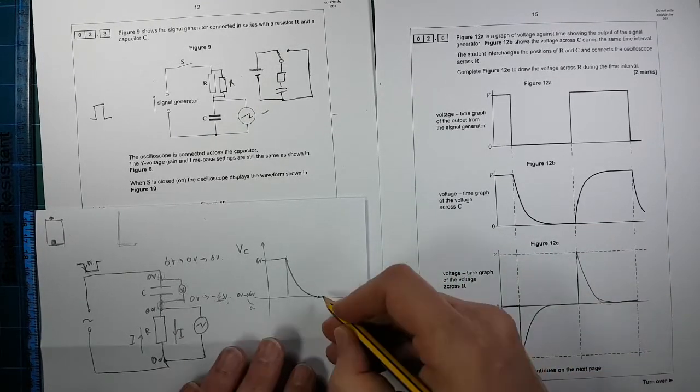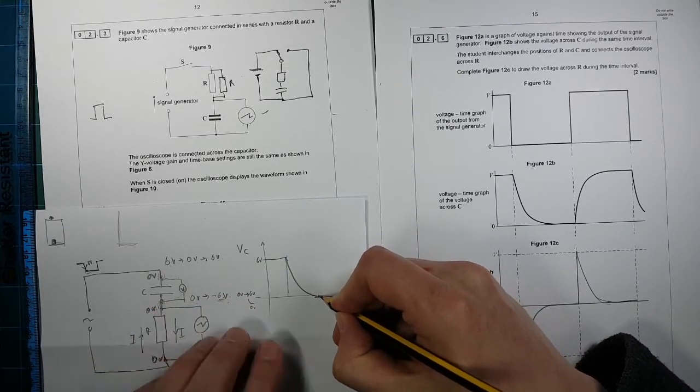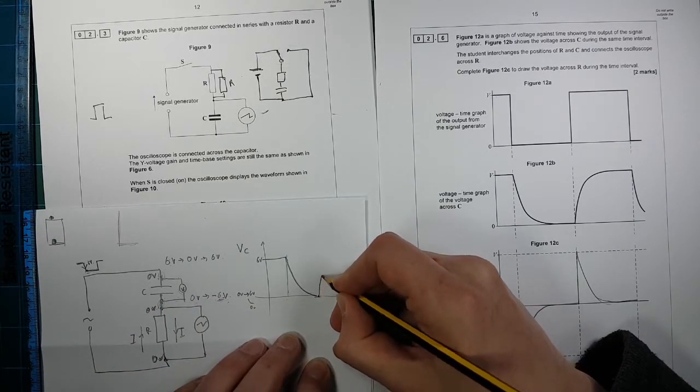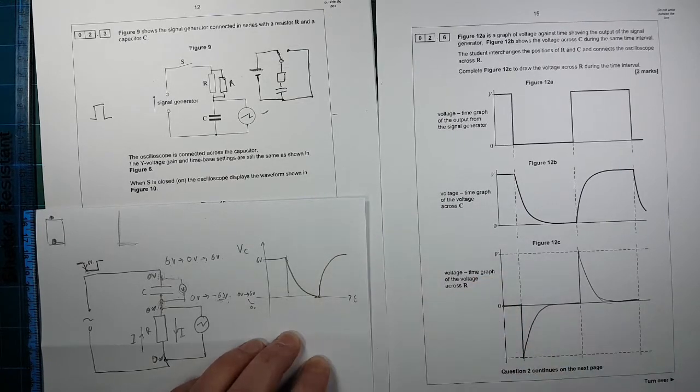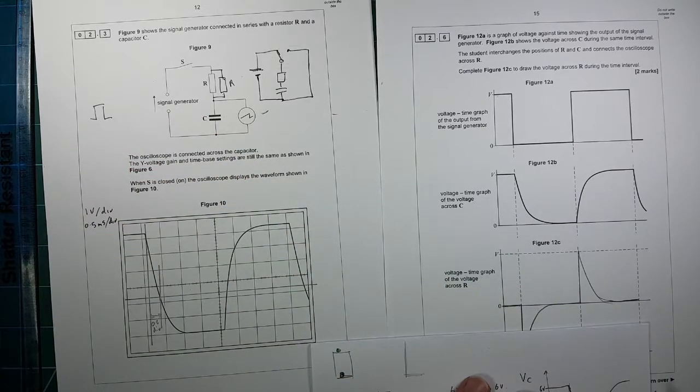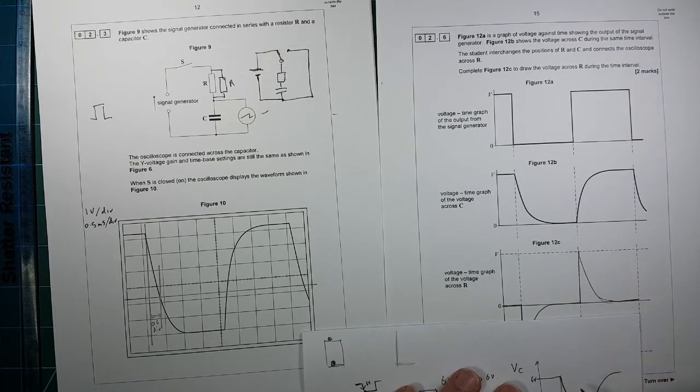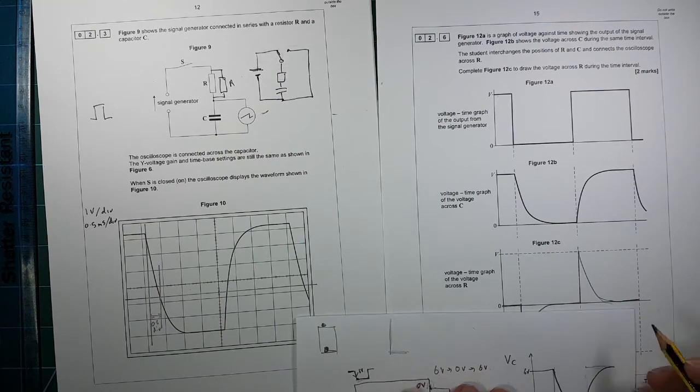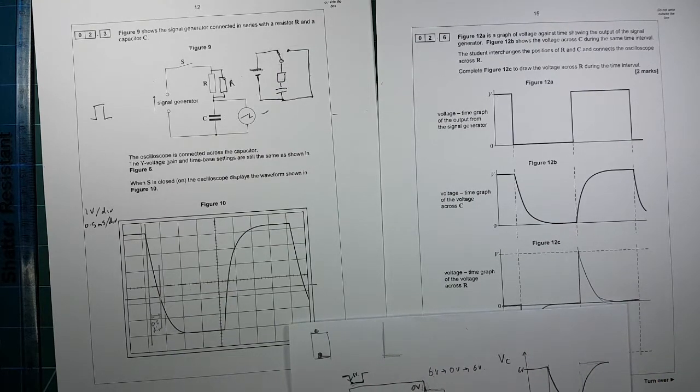Okay. What's going on at VC? Well, VC is charging up like so. The potential difference is going up like that. Now, if you add that potential and that potential together, you get 6 volts. So the voltage across the capacitor plus the voltage across the resistor has to equal the supply voltage, and the supply voltage there is at 6 volts.